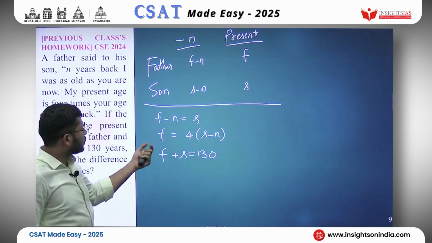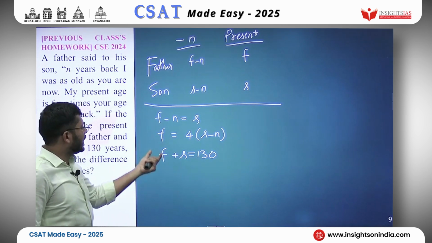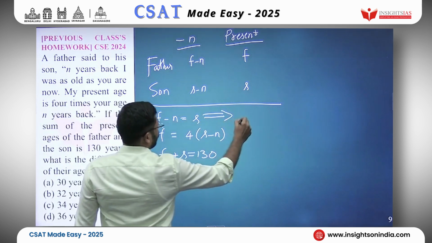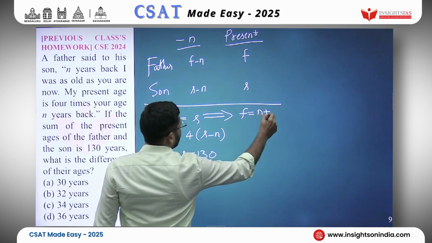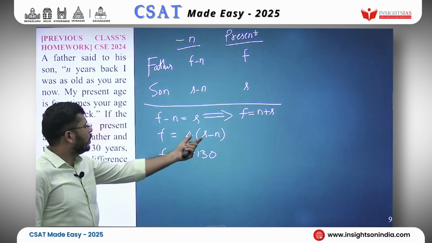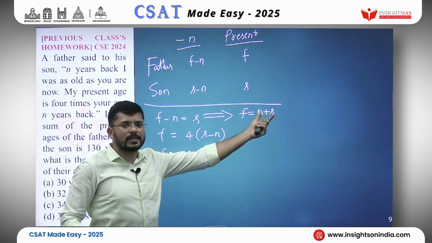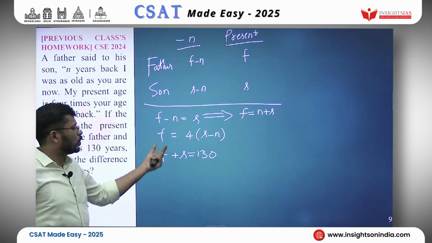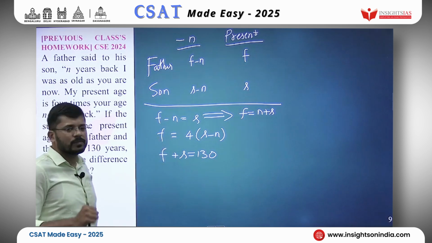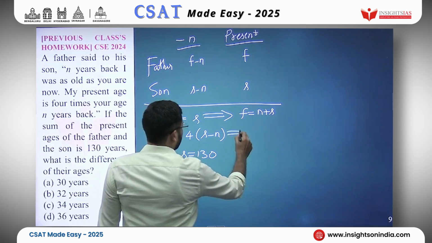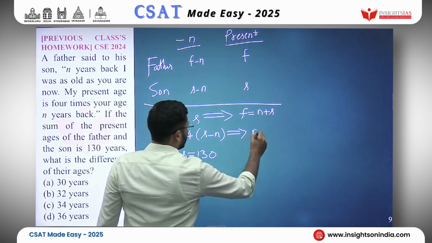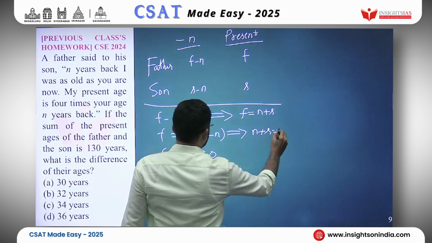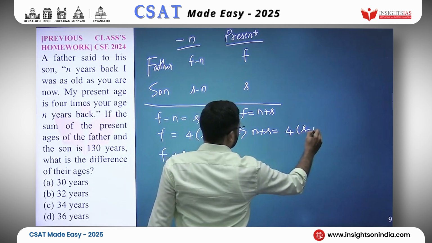However, do you see that we have F readily available in all of them? We will just modify this equation. We will make it as F is equal to n plus s. Then we can substitute n plus s in place of f in both the equations. Then we will have two equations with only two variables, n and s. Yes, we shall do that. This equation will become, in place of f we will write n plus s. So n plus s is equal to 4 into s minus n.